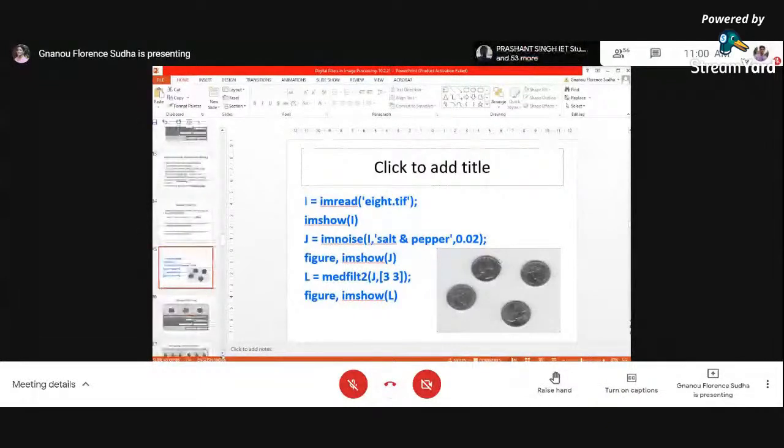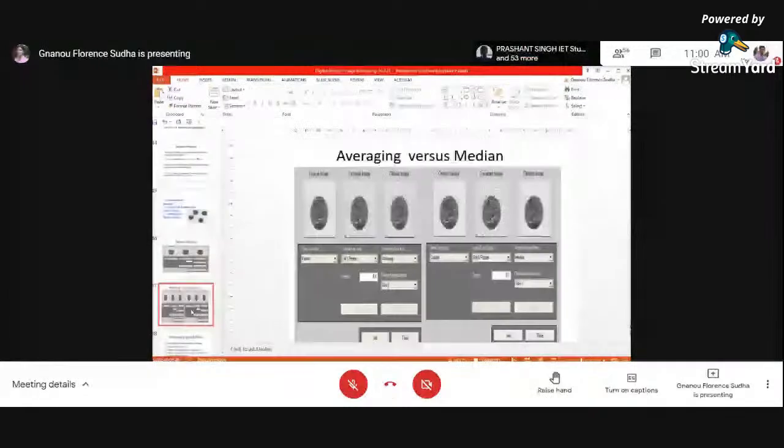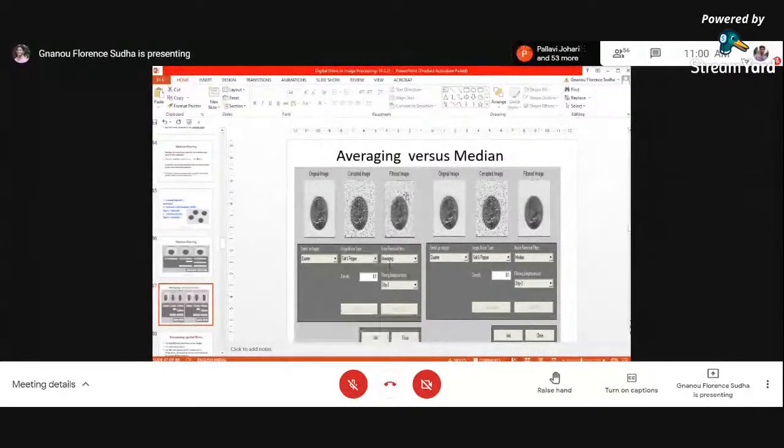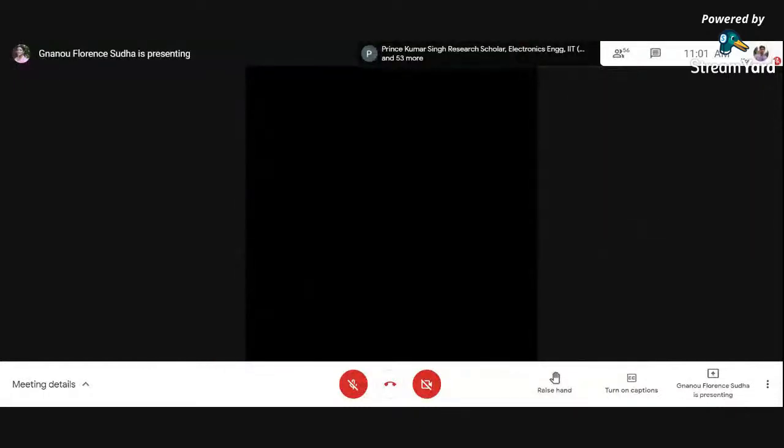Let us look at the screen where you have a comparison between an averaging filter and a median filter. So here is an averaging filter on one side, and this side you have a median filter. The averaging filter is basically finding the average value of the pixels. So if I take a group of pixels, I find out the average value and replace that group by the average value. But with the median, you take a group of pixels, find the median value of the pixels and replace it. So that is the advantage of the median, and the median filter is much better compared to the averaging filter.